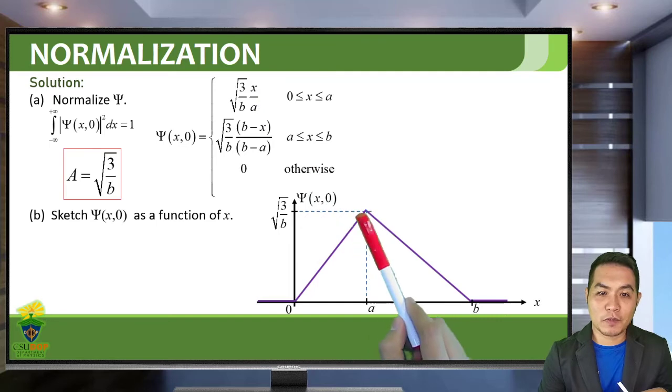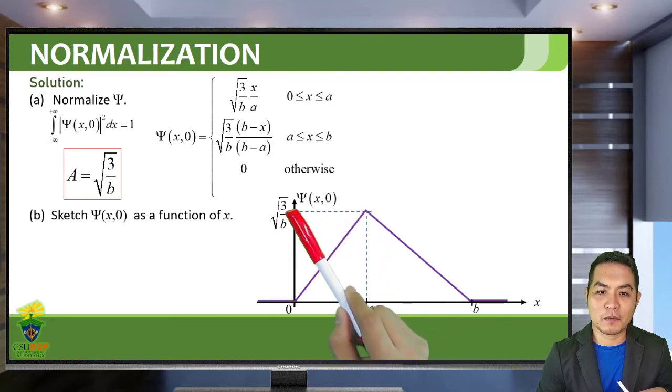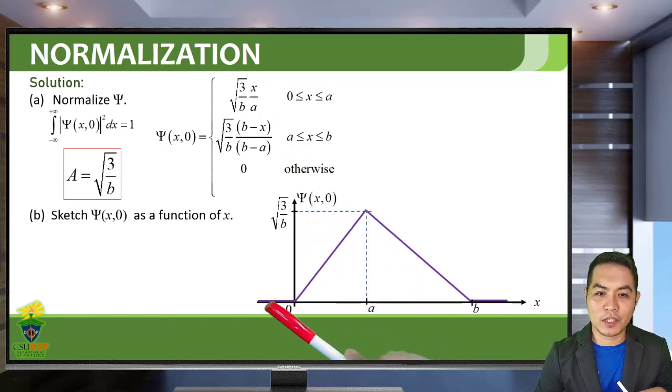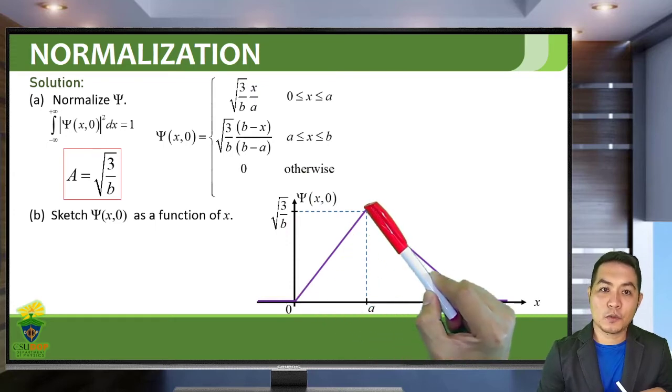So, square root of 3 over b. At x is equal to a, the value of the wave function is square root of 3 over b. And at x is equal to 0, the wave function is 0. So, it's continuous, 0. So, it's a line, just connecting those 2 points.